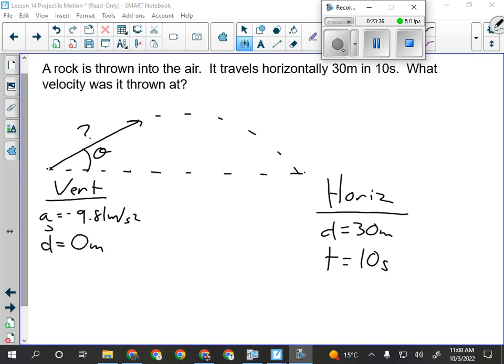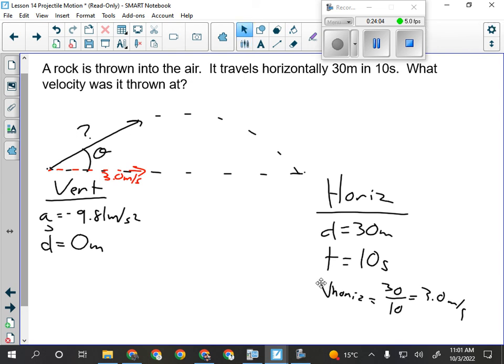Okay. All right, so right off the bat, we can calculate V horizontal, because we're told it goes 30 meters in 10 seconds, so we just go d over t, 30 over 10 is 3.0 meters per second. So I know this side. Okay, but if I want to find the hypotenuse and the angle, I need at least one more side. And practically speaking, the only one I have any hope of getting is that one. But I don't have a lot of vertical information. But I have this.